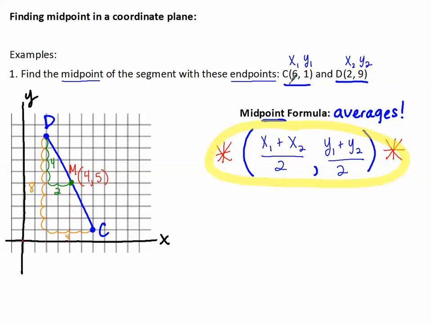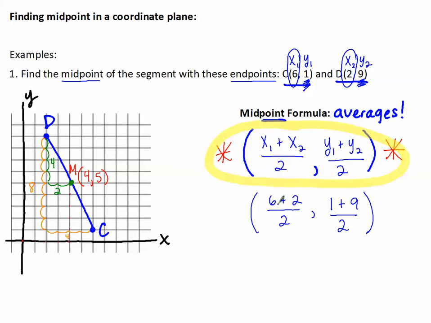So here are our 2 points. I'm going to start with the x's, and I'm going to show my ordered pair and put the x's 6 and 2 in for the x's, show divided by 2. Then I'm going to take the y's, 1 and 9, 1 plus 9, and divide by 2.